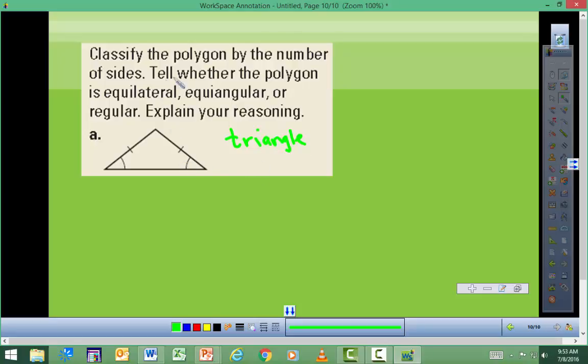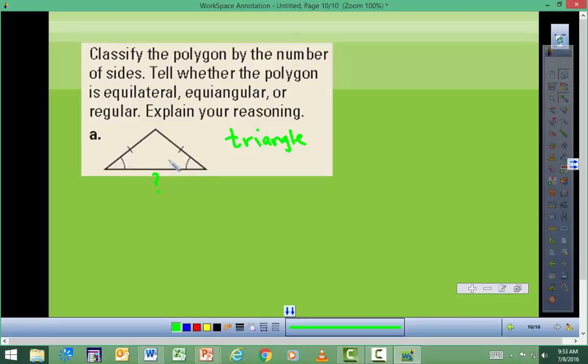Okay, so then we need to tell whether it's equilateral, equiangular, or regular. Well, these two sides are congruent, but we're not told anything about this side. So we cannot assume that this side is equal to those two sides. So it's not equilateral.